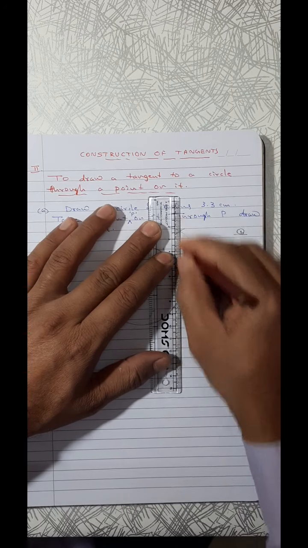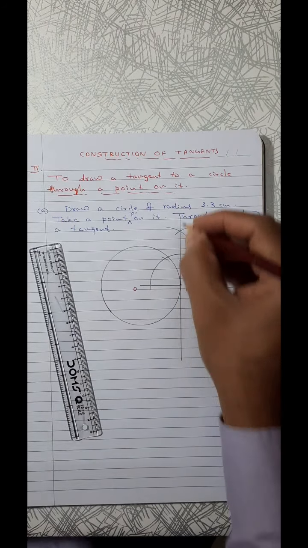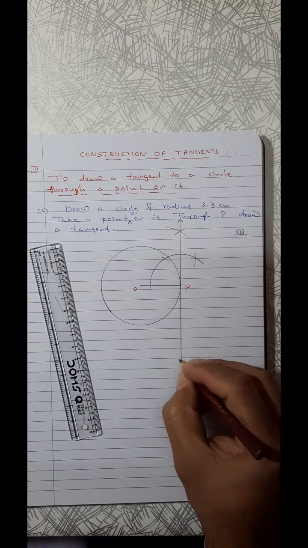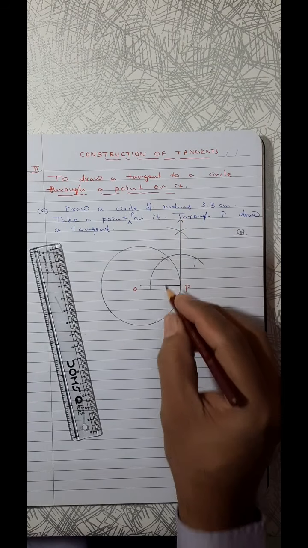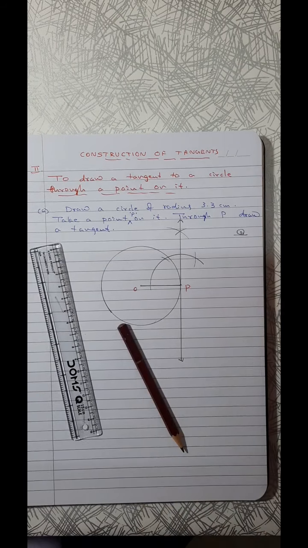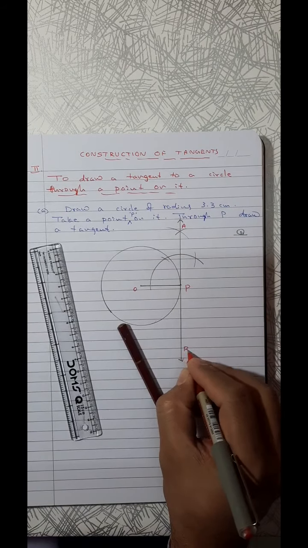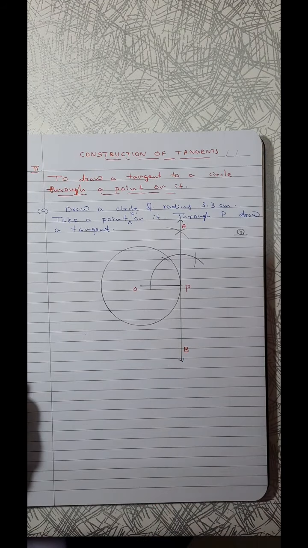Perpendicular means tangent. Produce both the direction. 90 is made and produce in both the direction. That means it is a tangent because it is a line which is perpendicular to the radius. Tangent and radius at the point of contact are perpendicular. So we can give the name AB. AB is a tangent.